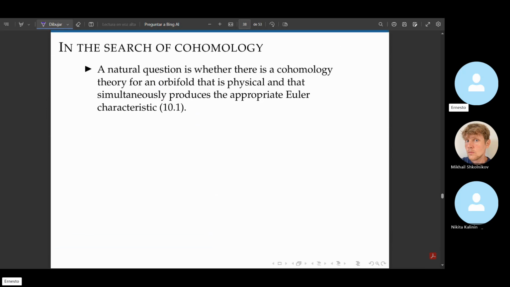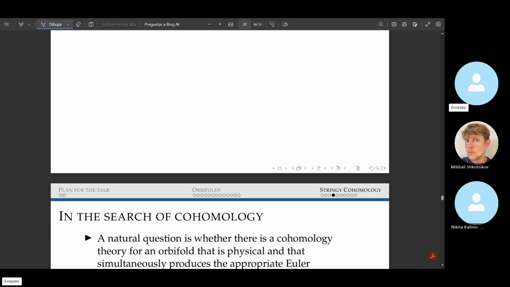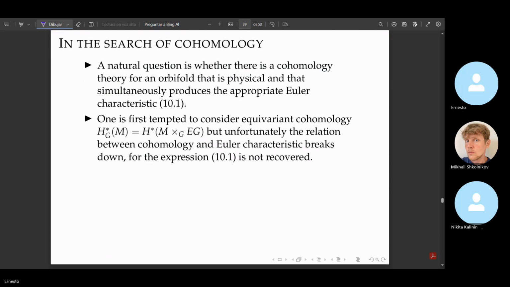So in the search of cohomology, we would like a cohomology theory that gives you the appropriate Euler characteristic. And one would like perhaps equivariant cohomology. So what is equivariant cohomology? It's a generalization of group cohomology. Equivariant cohomology of a point is group cohomology. And this is interesting and it's important, it's very used in mathematics.